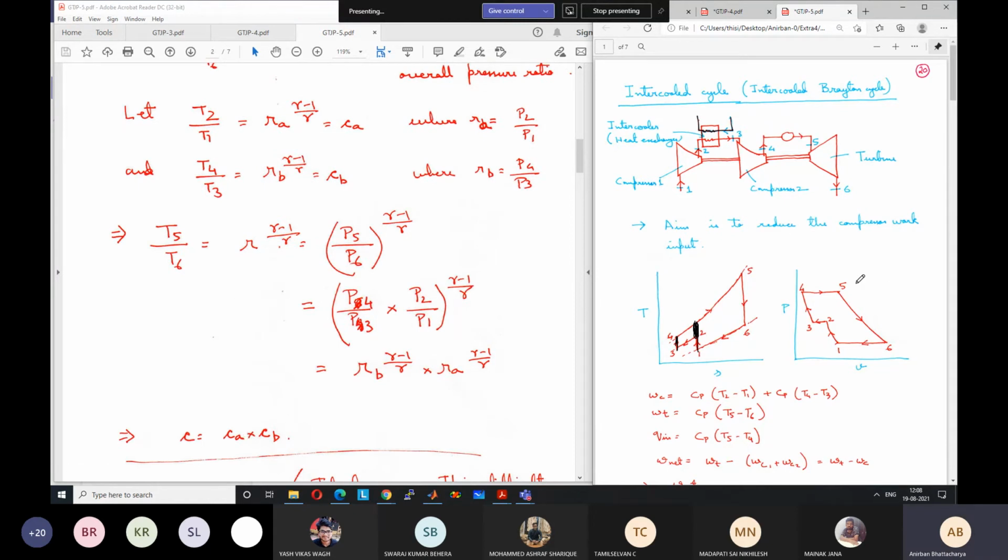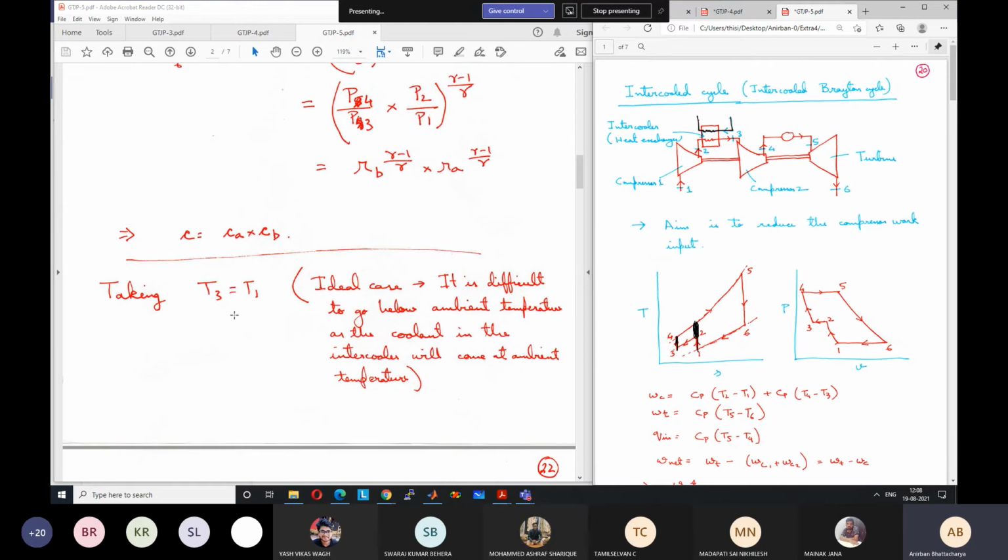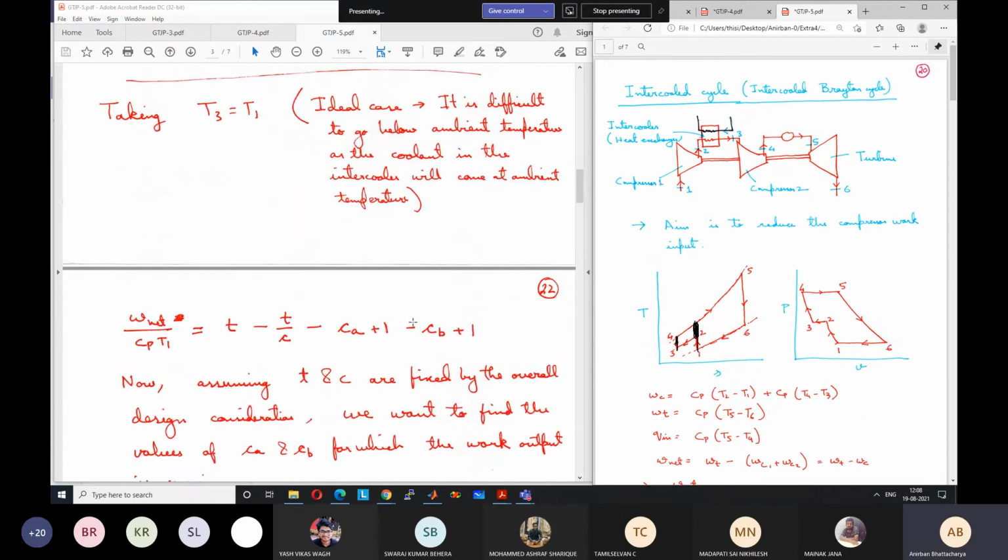And this T5 by T6, which is R to the power gamma minus 1 by gamma, is also equal to RA to the power gamma minus 1 by gamma into RB to the power gamma minus 1 by gamma. All these are related very easily. You can find this. And as we have already discussed, T3 is equal to T1 for the ideal case, because it is difficult to go below the ambient temperature, as the coolant in the intercooler will come at the ambient temperature. Theoretically, it is possible to go below because you can cool the coolant, but that will mean that you have to use some extra energy for cooling the coolant. So there is no point. Ultimately, you are losing some extra work.